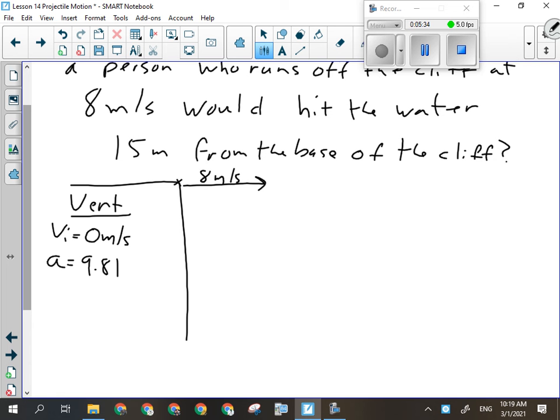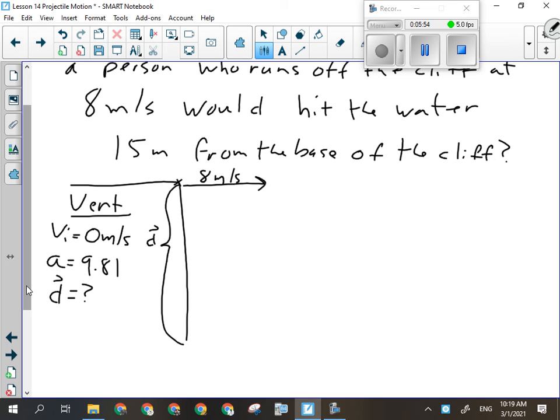Okay, so I've got VI, I've got A, and they want to know how high the cliff is, which would be the vertical displacement of the person by the time they're done. Agreed? Okay, so that's what I'm looking for. I'm looking for the vertical displacement.